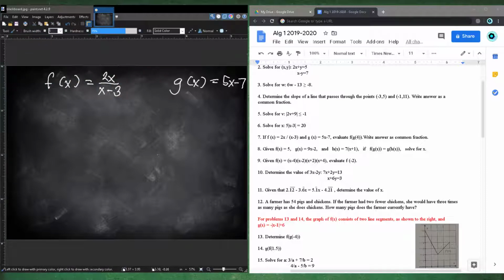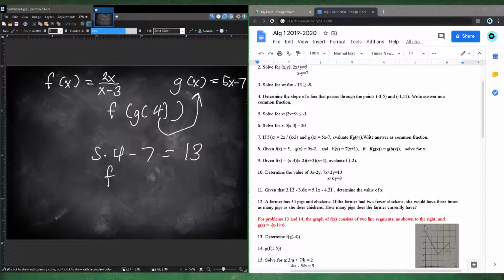Okay, and then we have to find f of g of 4. So we're going to work inside out, so put 4 into g first. So that's 5 times 4 minus 7, that's 20 minus 7 is 13. Now you're going to have f of 13, right?